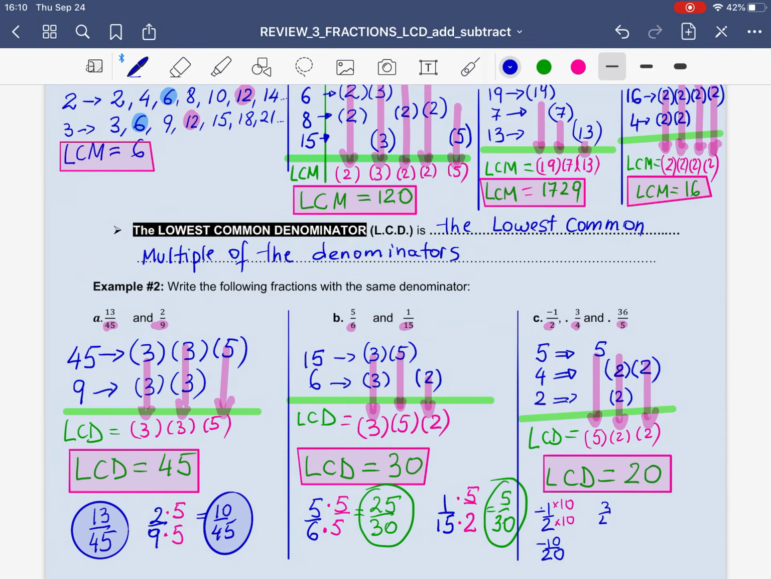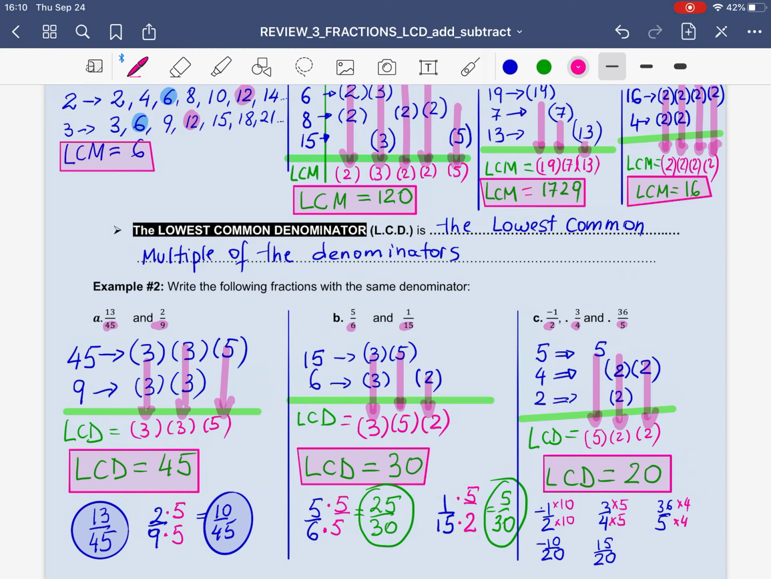For the next number 3 over 4, we can make the denominator 20 by multiplying by 5, both numerator and denominator. So this will become 15 over 20. And last but not least, we can make 36 over 5 with denominator 20 by multiplying by 4.